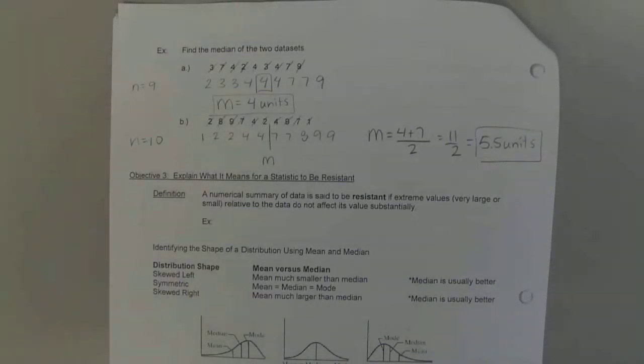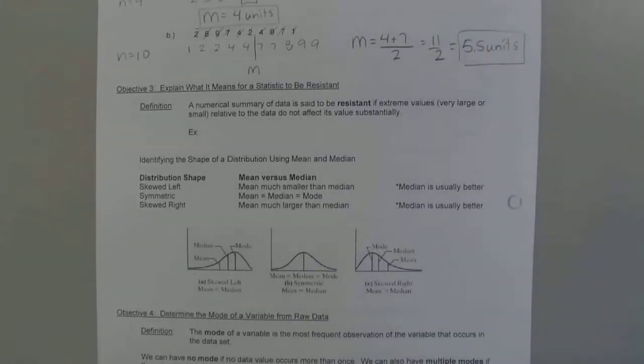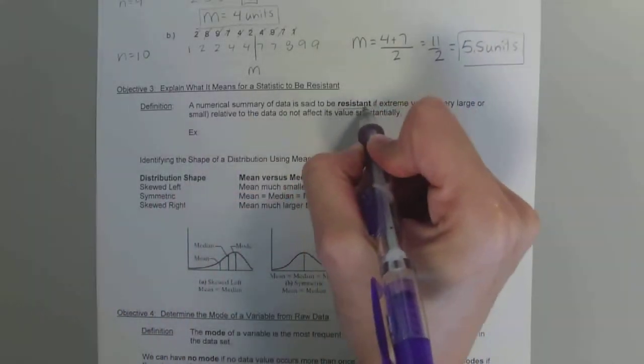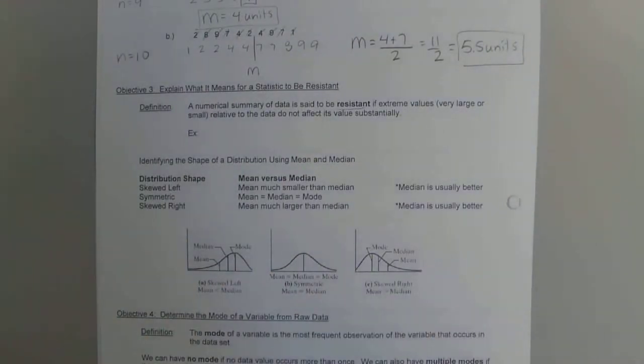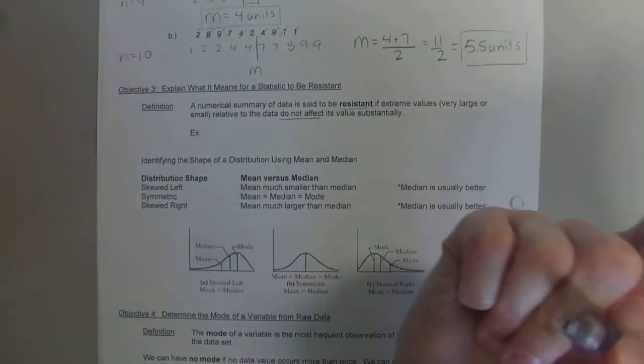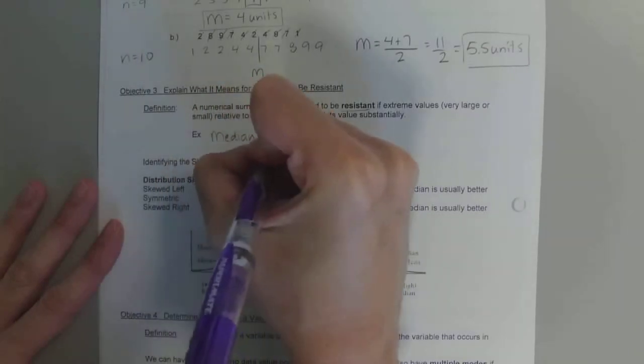Okay? All right. Before we move on to the mode, we have to talk about this idea of resistant, because means are not resistant, medians are. So we kind of want to talk about it. It says, a numerical summary of data is said to be resistant if extreme values, very large or very small relative to the data, do not affect the value substantially. Okay? So medians are resistant.